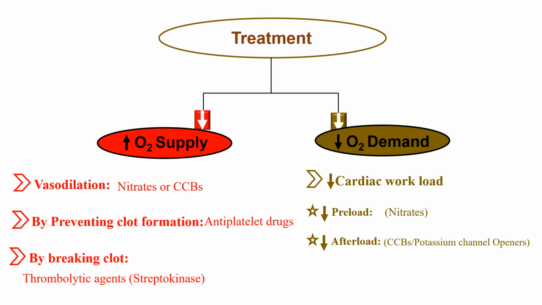The clear concept of preload and afterload is explained in my previous video, that is drugs for congestive heart failure part 1. Oxygen demand can also be reduced by decreasing heart rate. For this, beta adrenergic blockers are preferred.